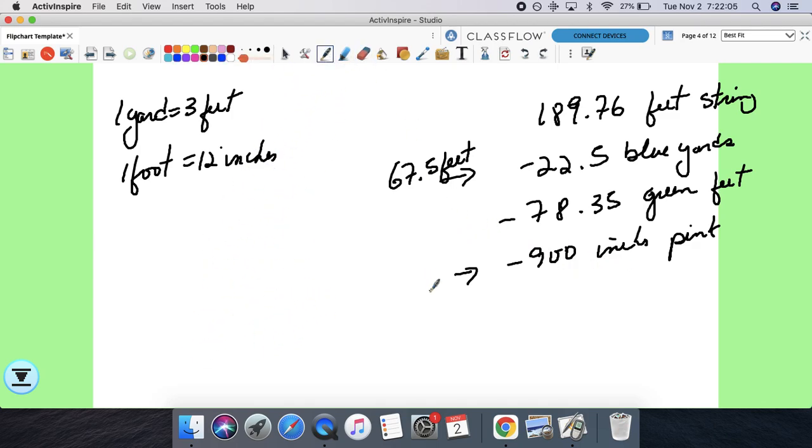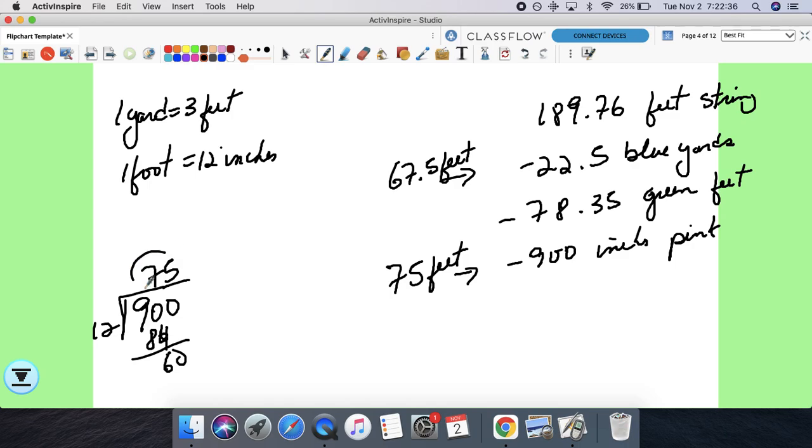This one, 900 inches. And again, what do we want to change? We're going to change it to feet, and divide by 12. And you get 75. This is 75 feet. So nothing to this, right? Divide by 12, you get 75.